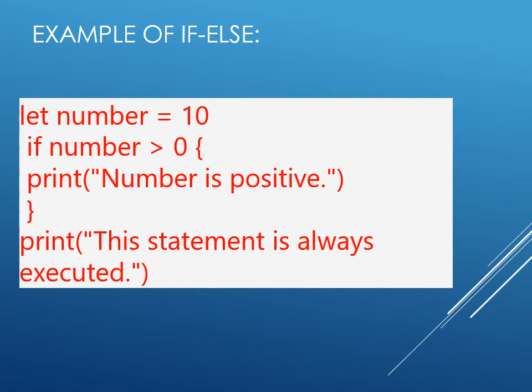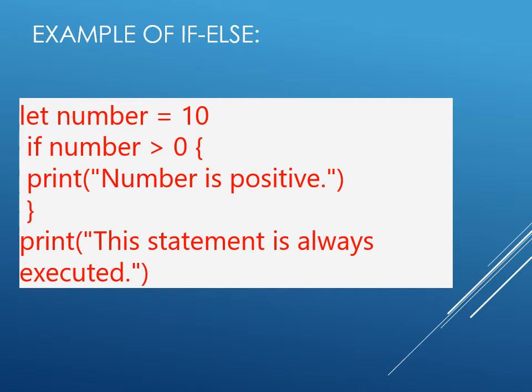First we will declare a variable and we will store value 10 in this number variable. If number is greater than 0, right, we are putting a condition that if number is greater than 0, then print number is positive. But if this number is not greater than 0, it will not print.